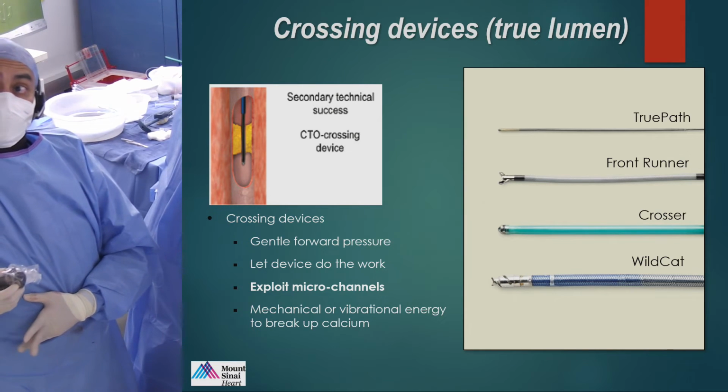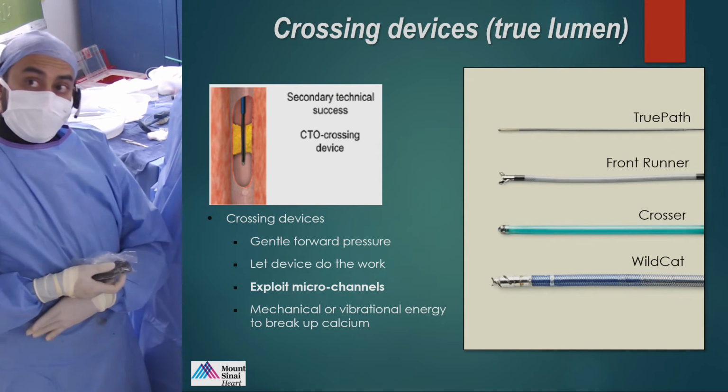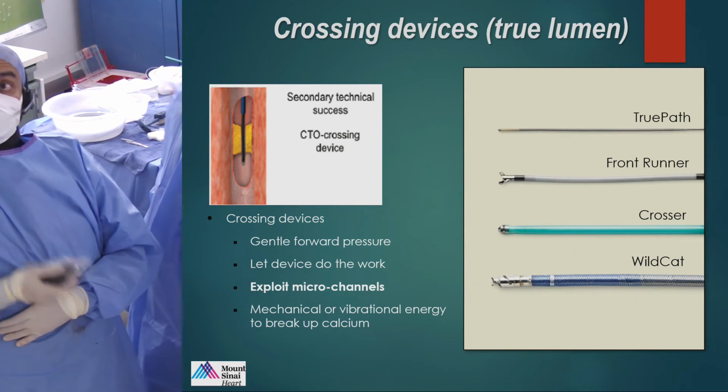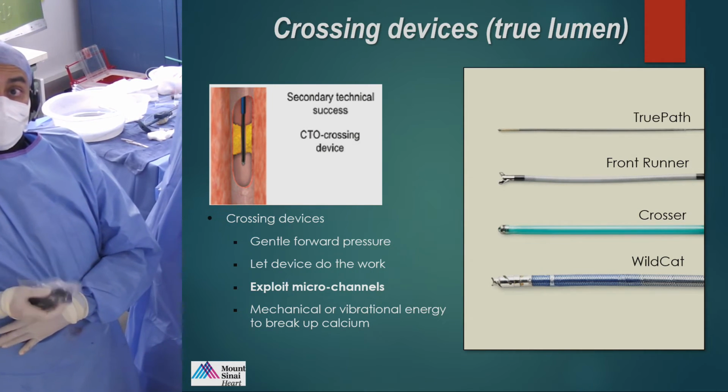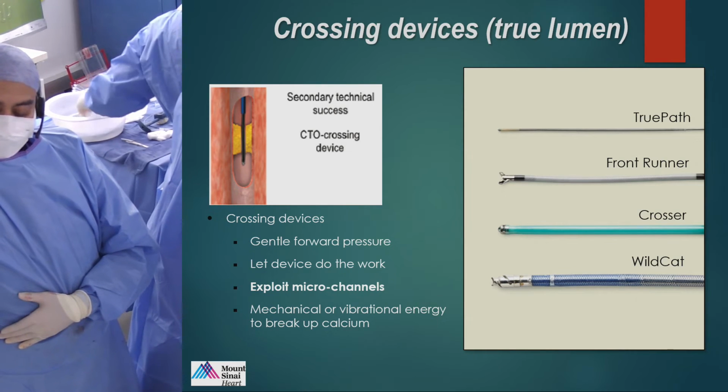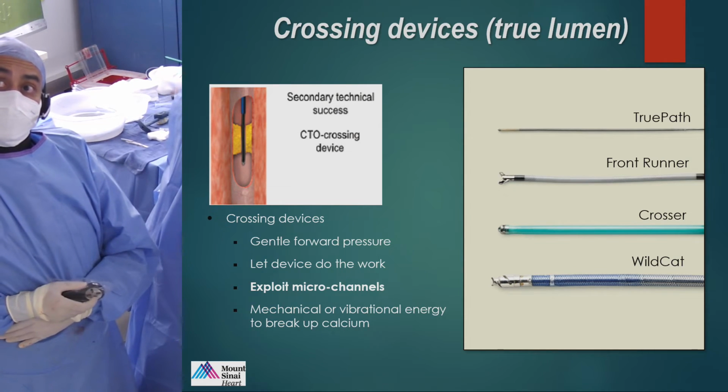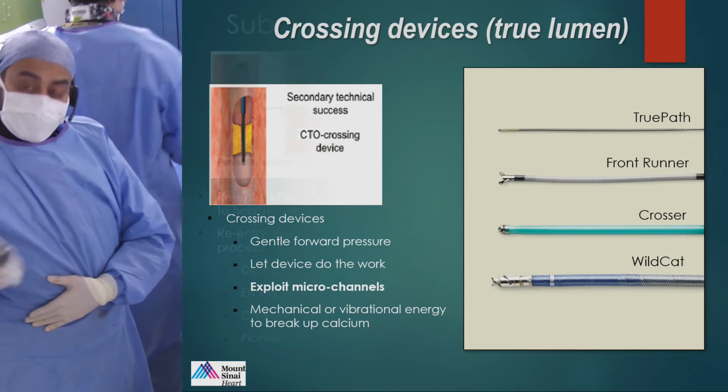In terms of the crossing devices, as you can see on your right, there are multiple options available in the market. For example, TruePath, FrontRunner, Crosser, Wildcat. All of them work by exploiting the microchannels and are considered a secondary technical success device.